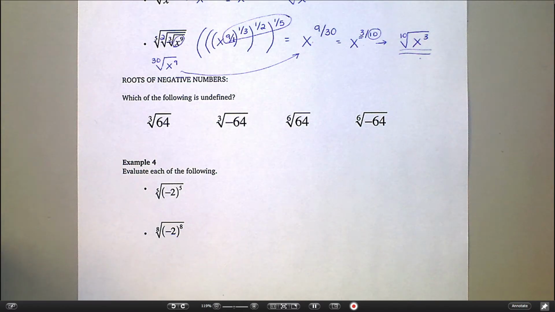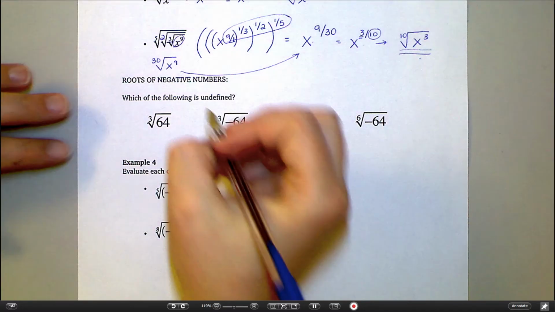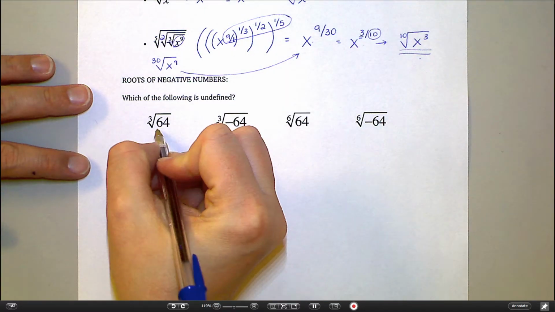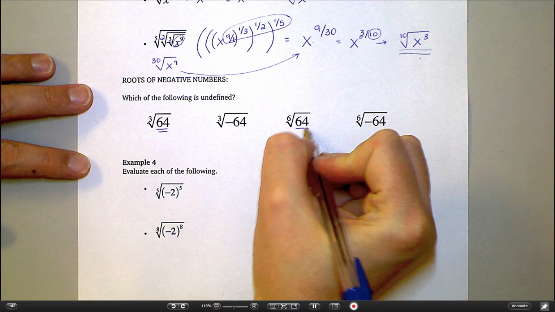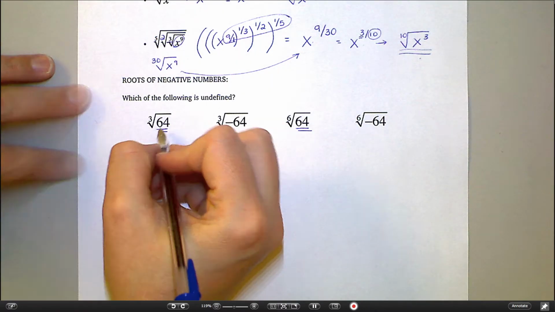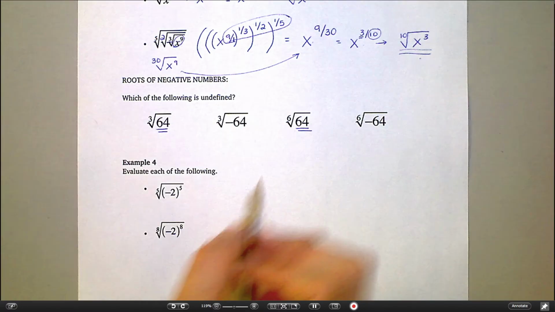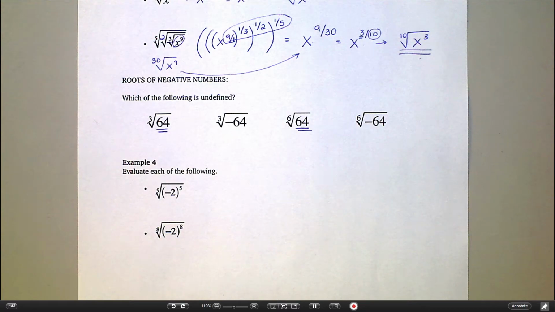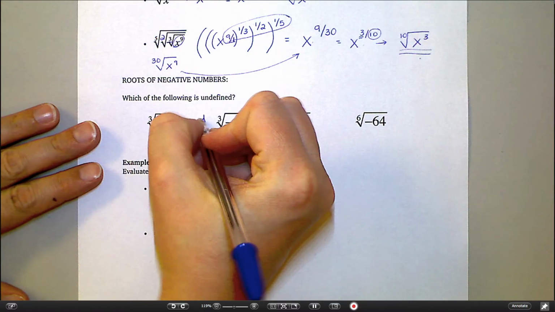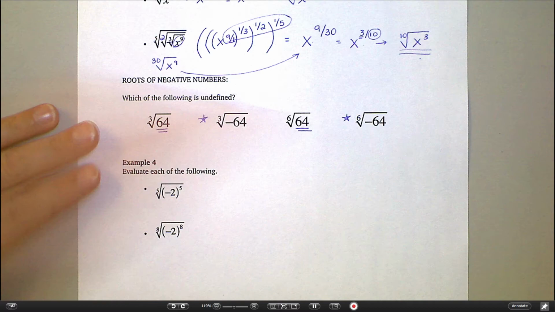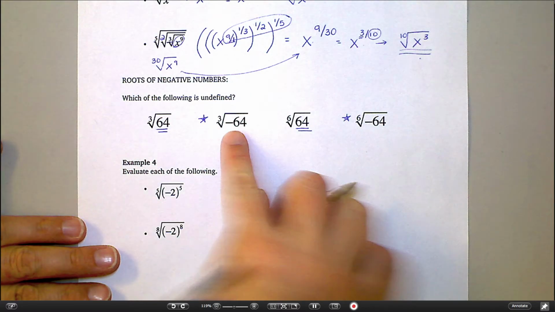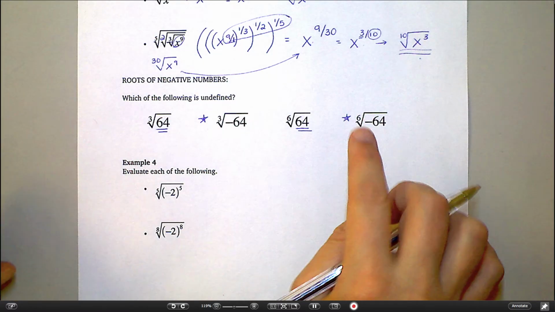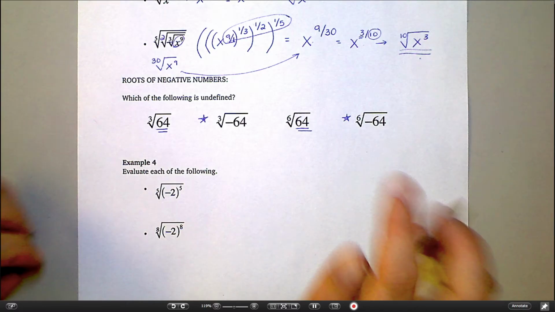Which of the following is undefined? We sort of talked about this concept already. But first off, you're never going to have anything undefined when you've got positive numbers underneath. So automatically these two are okay, all right? Because if you have positive numbers underneath, you can do anything you want with positive numbers. It's the negatives that cause us issues. When you have negative numbers underneath a radical, that can be a problem, all right?